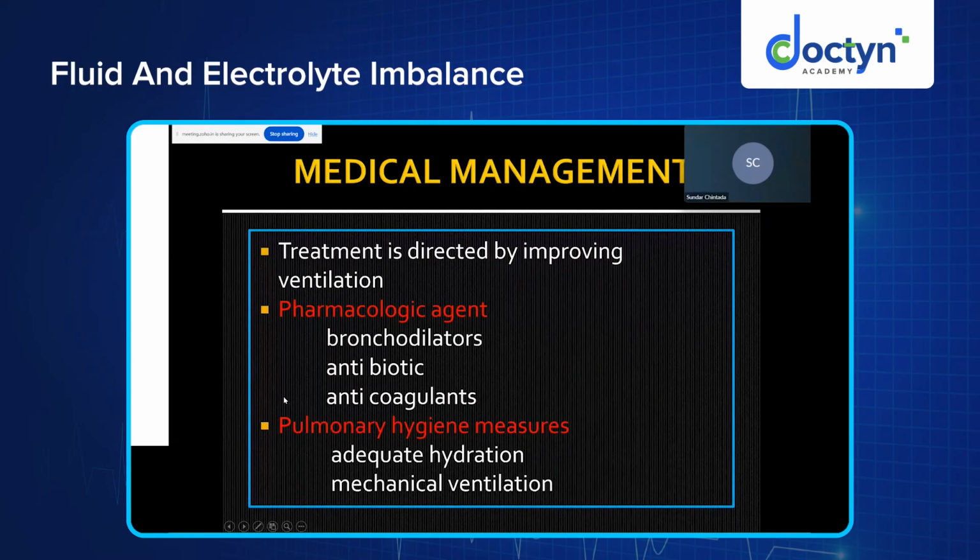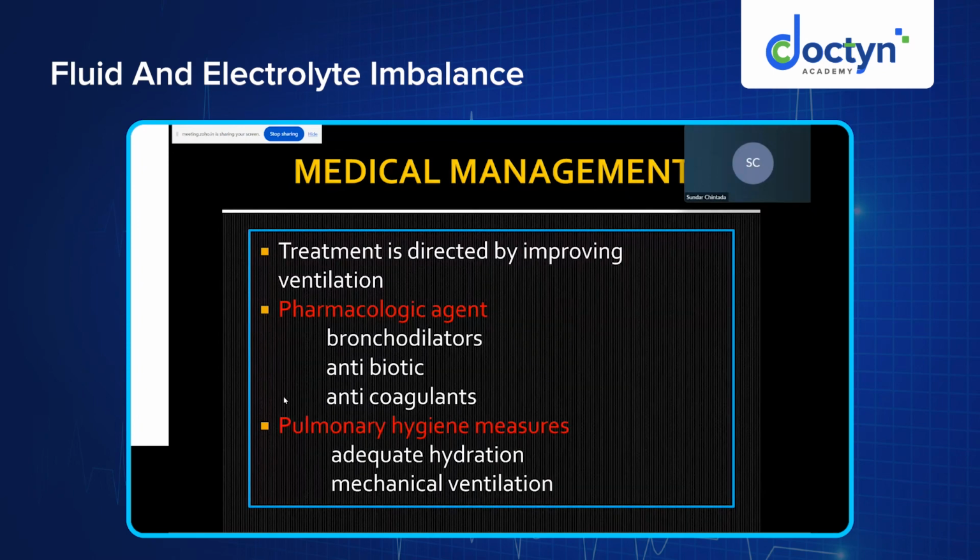When we talk about the medical management, treatment is directed by what? It is directed by improving the ventilation. Very important. So what are the pharmacological agents that act? Bronchodilators, where there can be respiratory compromise and airway bronchoconstriction. Antibiotics if there is a secondary underlying infection. Anticoagulants, because of thromboembolism there are chances of clots in the pulmonary circulation and pulmonary arteries. Maintaining pulmonary hygiene is important, along with adequate hydration.